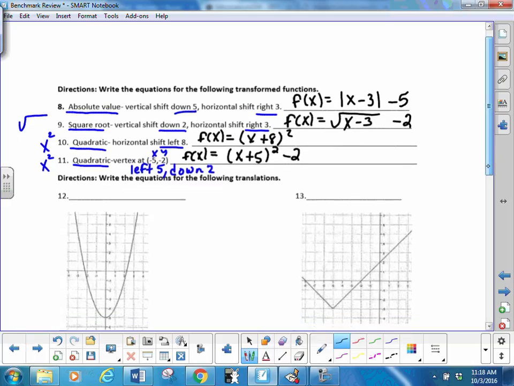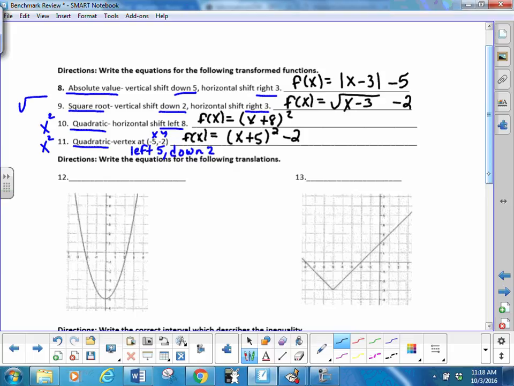Based on that, I'm going to give you about 2 minutes to write the equation for 12 and 13. So take about 2 minutes to do 12 and 13.